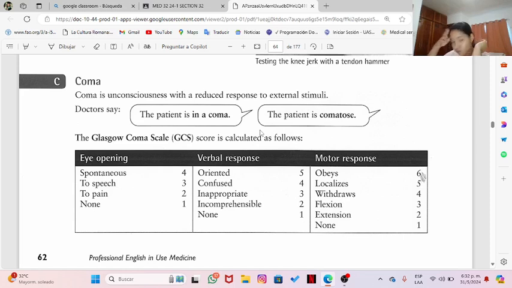Eye opening, verbal response, motor response. Eye opening: spontaneous, to speech, to pain, none. Verbal response: oriented, confused, inappropriate, incomprehensible, none. Motor response: obeys, localizes, withdraws, flexion, extension, none.